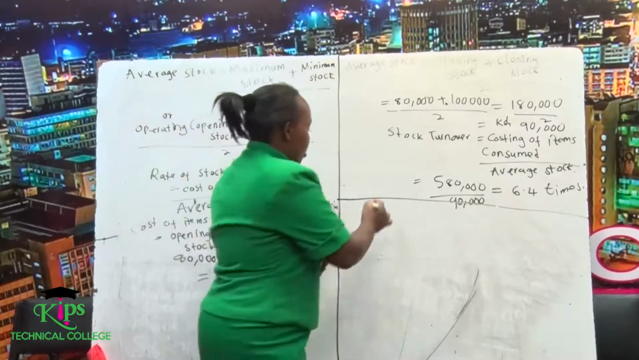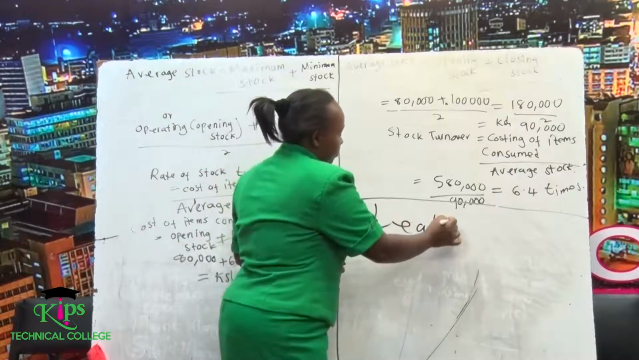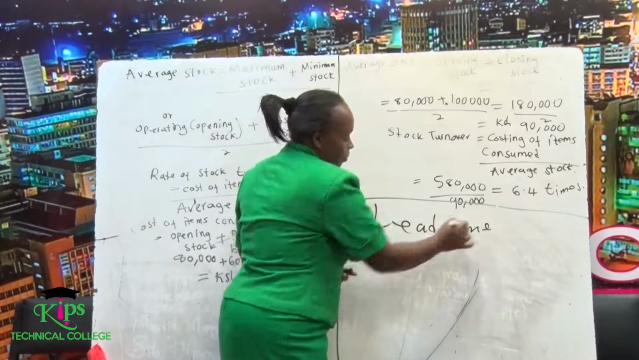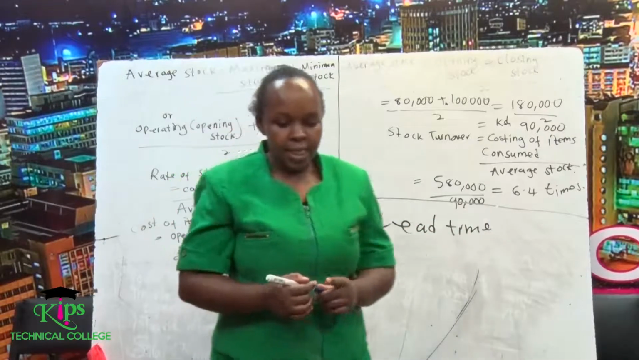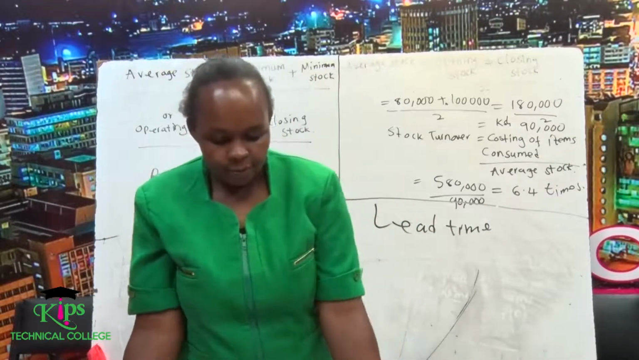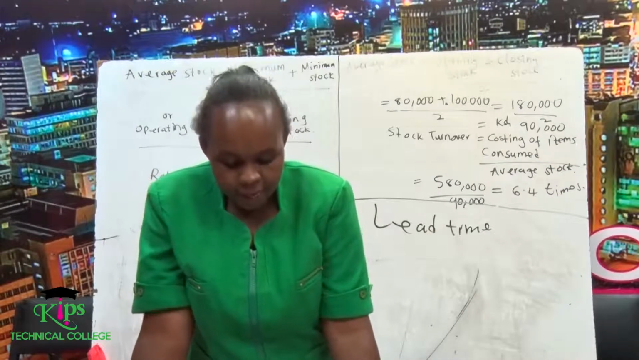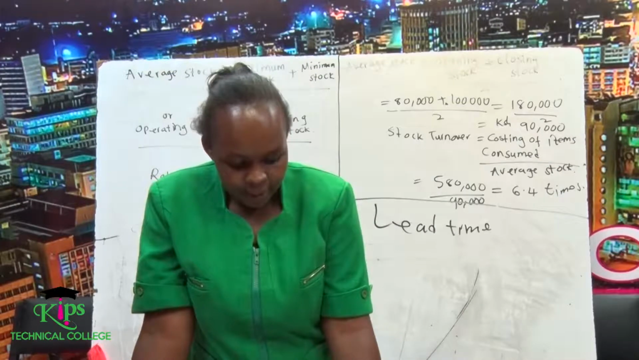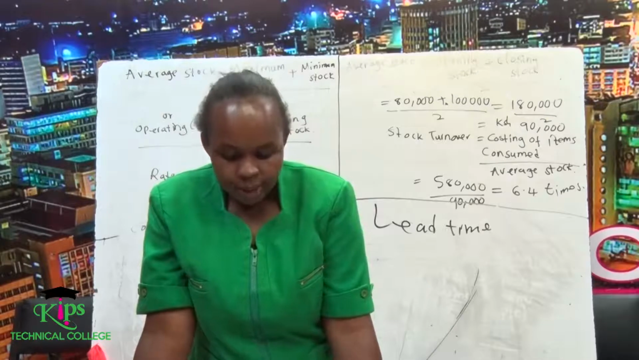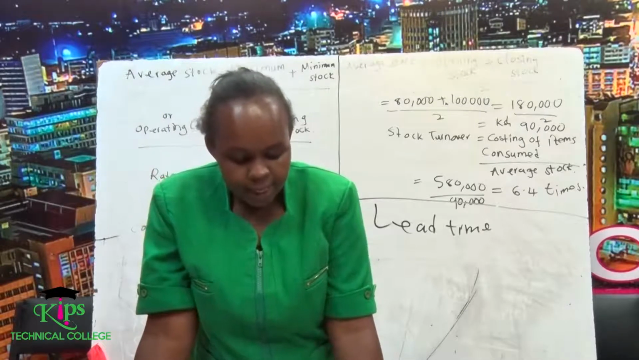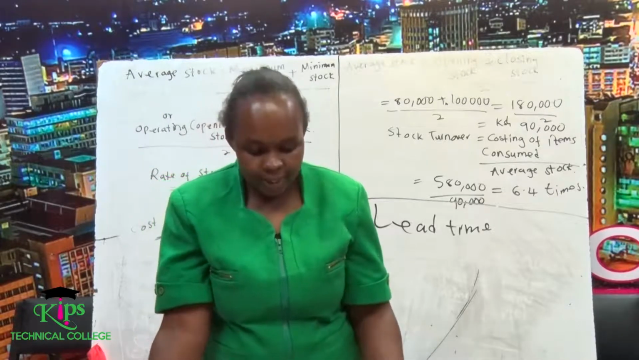Number 2, lead time. Sometimes you are asked to explain what lead time is. Lead time is the period between the date of order and the date of delivery. If lead time is more, stock must be maintained at a higher level and vice versa.